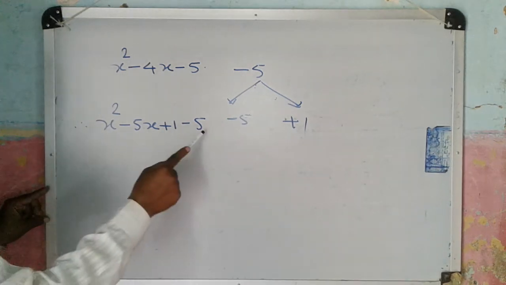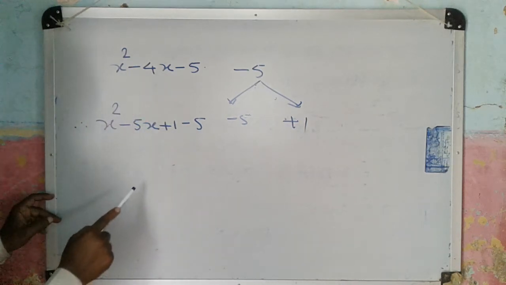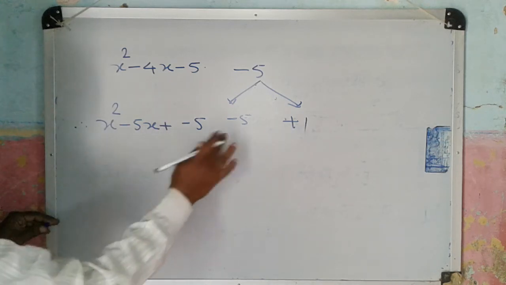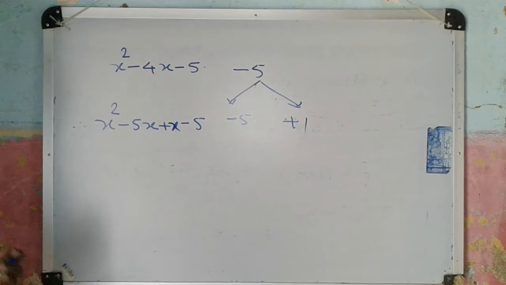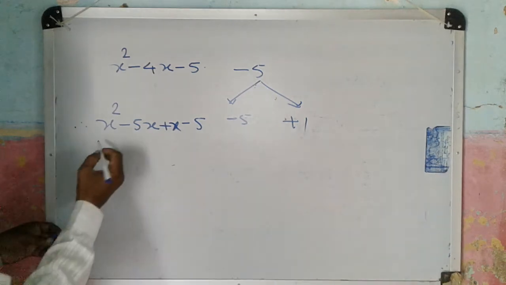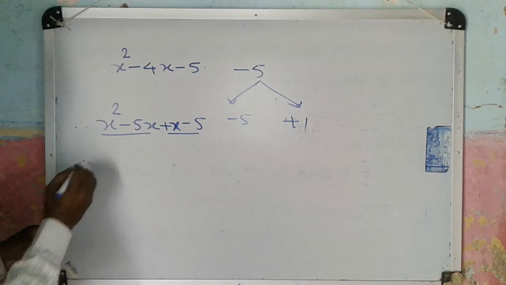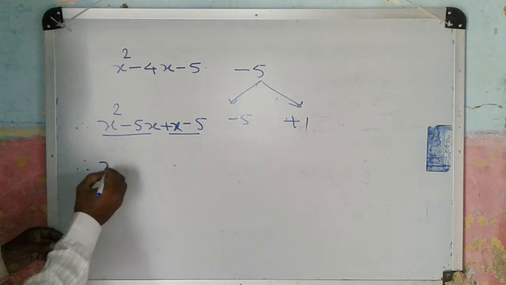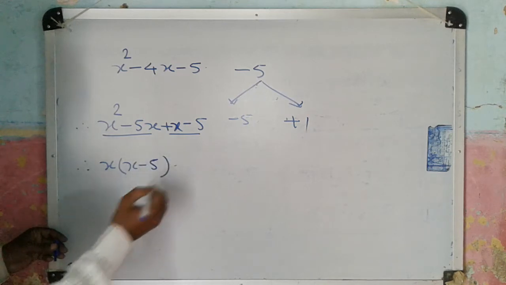Write the first term and last term as it is. Only write the middle term minus 4x in the form of minus 5 plus 1x. That means 1x means x. Minus 5x plus x minus 5. Now here we get 4 terms. Now make 2 groups. From each group take one common factor. From the first 2 terms we get x as a common factor, and in the bracket it remains x minus 5.